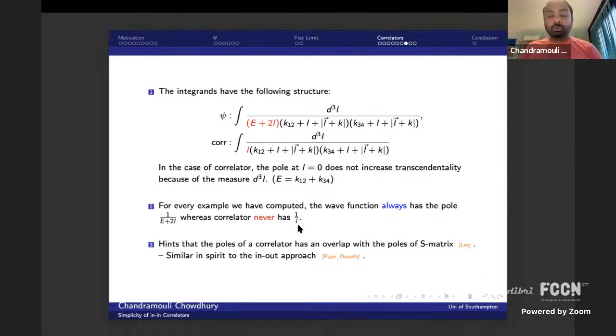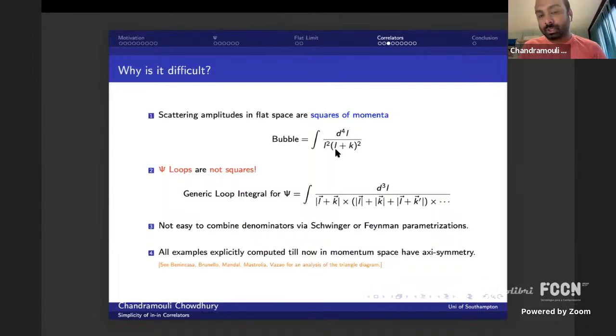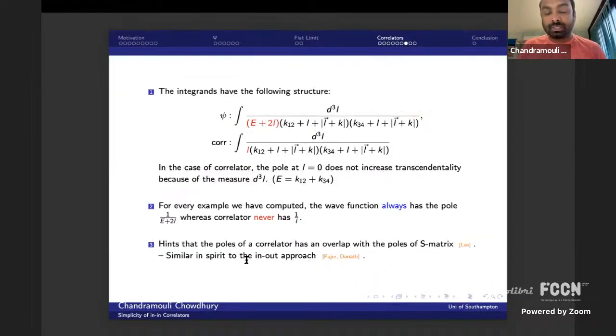And the 1 over L is perhaps not a surprise. If you look at the expression for loop diagrams in flat space, let's say the bubble diagram, you see that you have an L squared here. And if you imagine integrating the L0 out so that you're left with d cube L, the L squared becomes just mod of L. So that's something you already see in an S matrix. This sort of hints that the poles of correlators have overlaps with the poles of an S matrix.